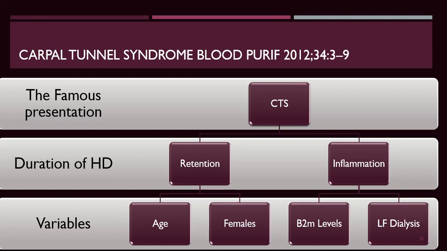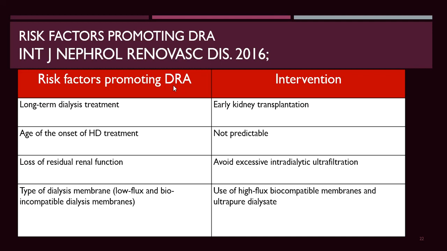Risk factors promoting dialysis-related amyloidosis: long-term dialysis treatment, age of onset of hemodialysis treatment, loss of residual renal function, and the type of dialysis membrane, low flux against high flux, biocompatible against bioincompatible. Intervention is mainly preventive action. You should do dialysis with high quality before going to a high flux membrane.